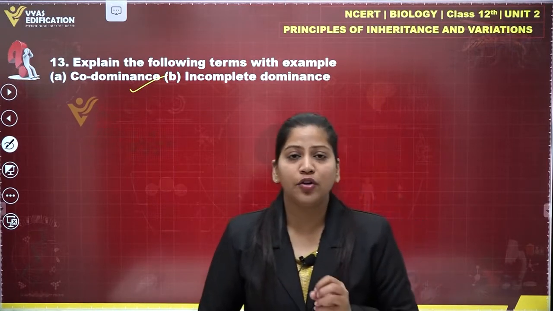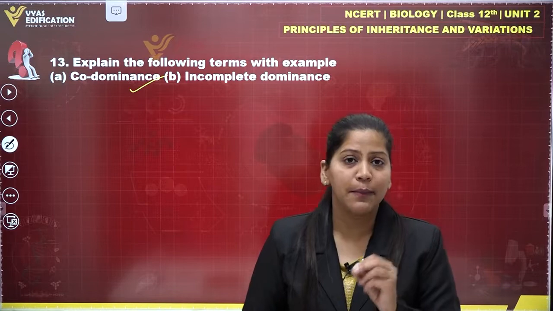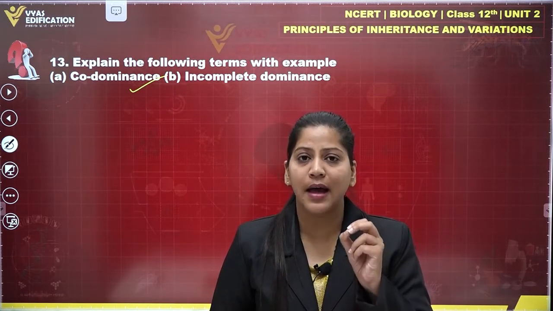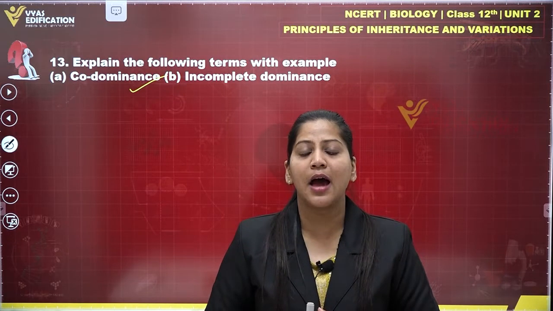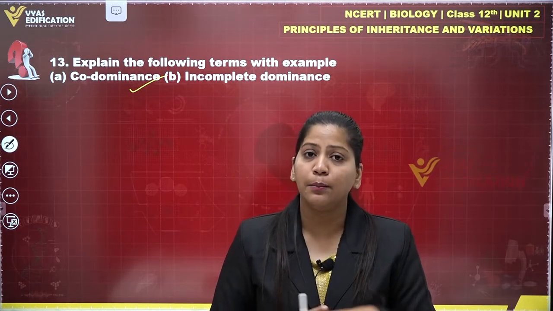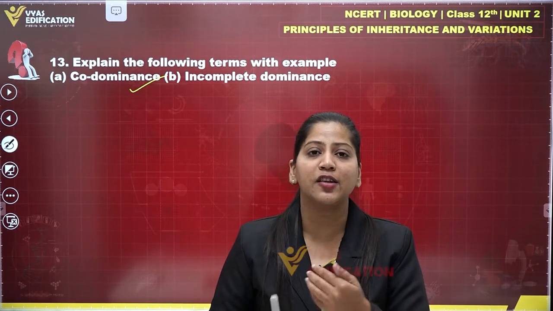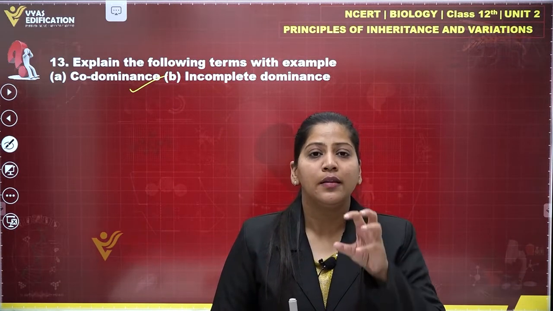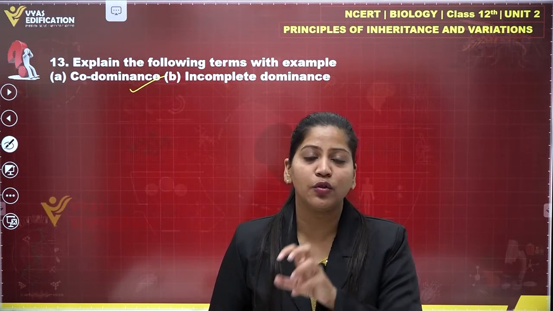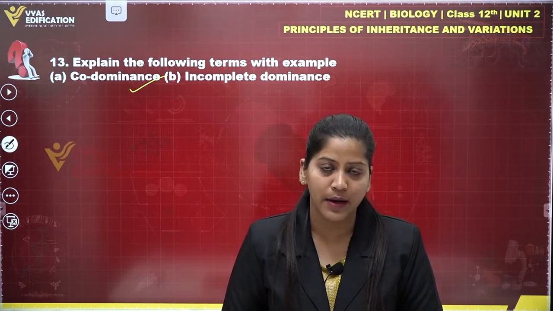If we talk about an example of codominance, the human blood group AB is an example of codominance. If any individual has blood group AB, then both the alleles A and B are dominant, and they are expressing themselves together in a hybrid condition. So the blood group in the individual is expressing as AB. This condition is known as codominance.